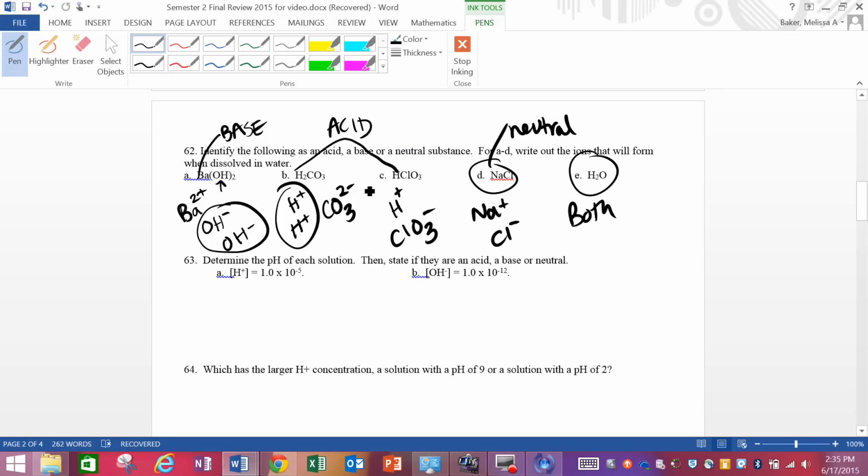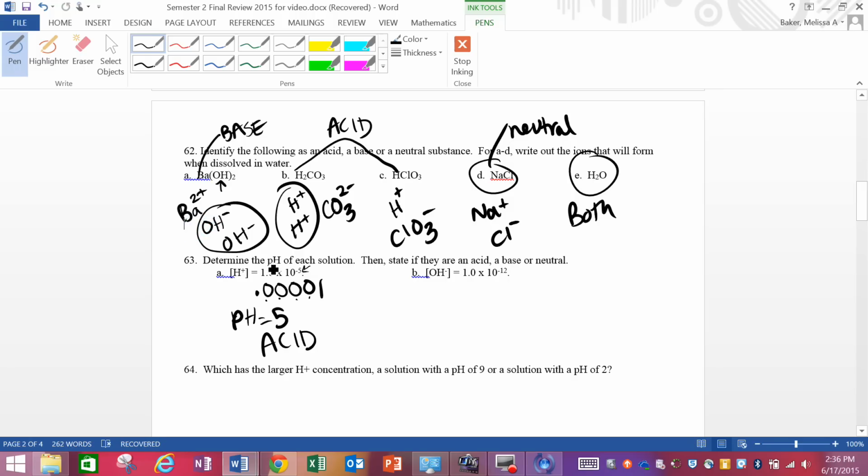63, determine the pH of each solution. I want to remind you that when you see a hydrogen ion concentration written out, this could have also been written like this, that pH is equal to the negative exponent. So for this first one, the pH is 5. And if you write it out, it's always one more than the number of zeros after the decimal. If something has a pH of 5, that's an acid.